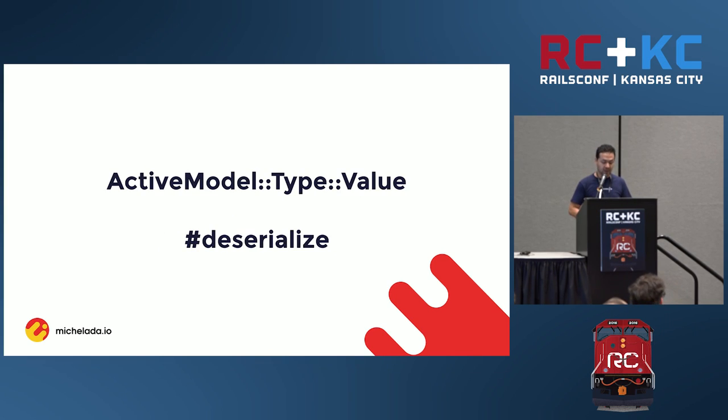The way that we can do that is we need to implement at least three methods from this type value class. The first one is deserialize. This is the method where we tell ActiveRecord how to transform whatever we are getting from the database into a Ruby object. The second one is cast. This one is being used for user input.